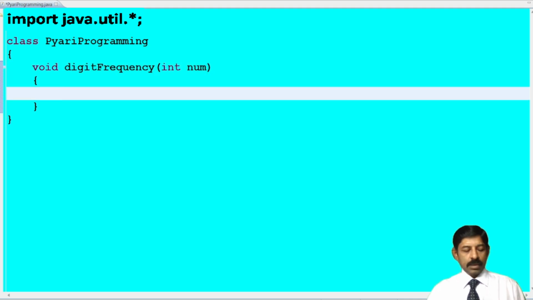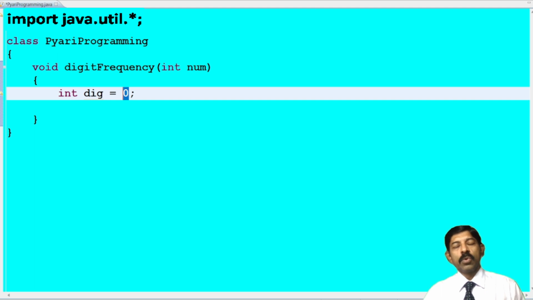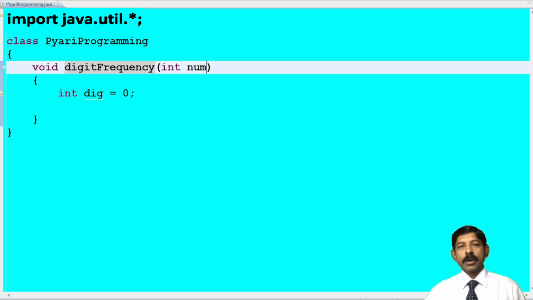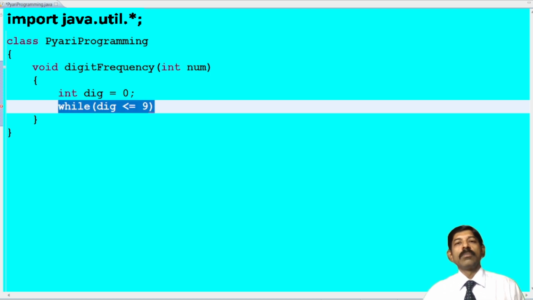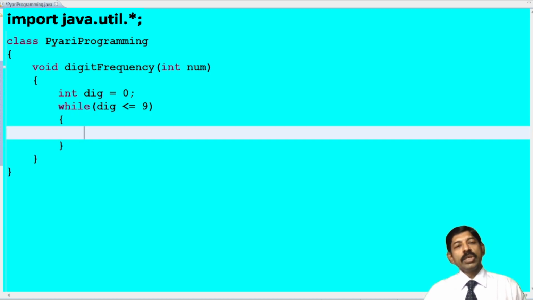Now inside this, the main mechanism of the programming begins. I am declaring int dig is equal to 0. That means I will find out the frequency of 0, then frequency of 1, then frequency of 2, like this. All the digit frequencies in this given number. For that, this has to be repeated. So I will say while dig is less than or equal to 9. That means dig will move from 0, 1, 2, 3, 4 up to 9. That means for 0 to 9, I will find each digit's frequency in the number.